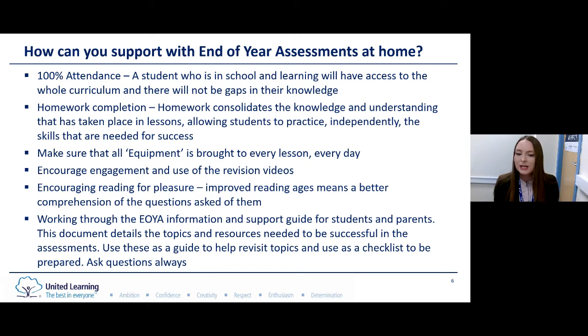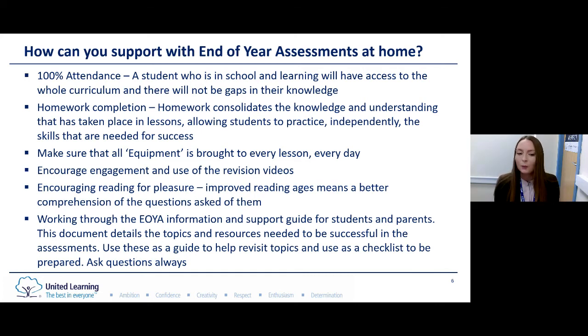We would like to encourage engagement and use of those revision videos that I discussed earlier. We'd like to encourage reading for pleasure. Improved reading ages really do reap a lot of rewards for assessments. It means better comprehension of the questions being asked across a range of subjects.